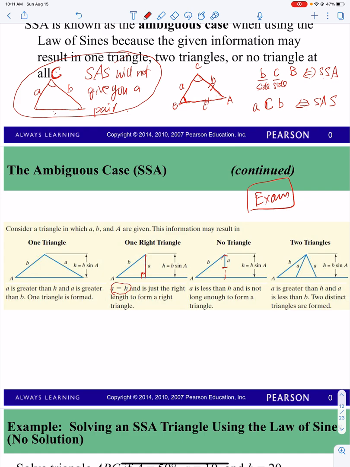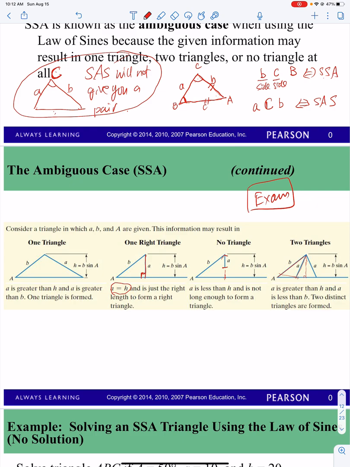Then you do not have the triangle. You do not have the triangle. Okay, and so the next thing is, sometimes if the height is not too bad, then you will have what? Two triangles, because it's bigger than the height here, but it's also less than side B. Because if it's less than side B, it does not work anymore.